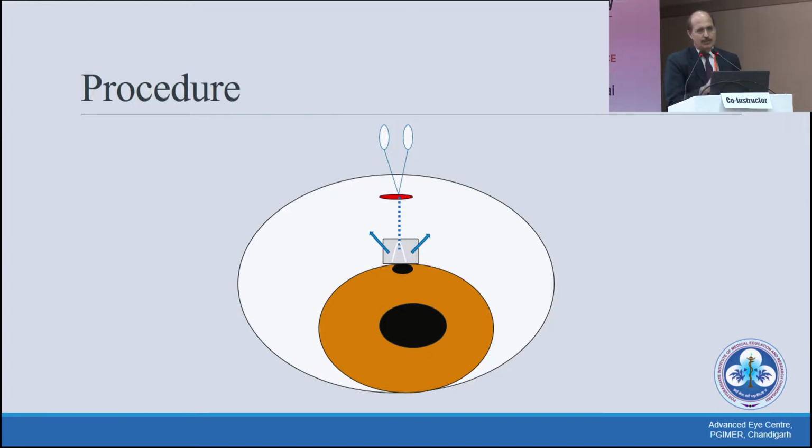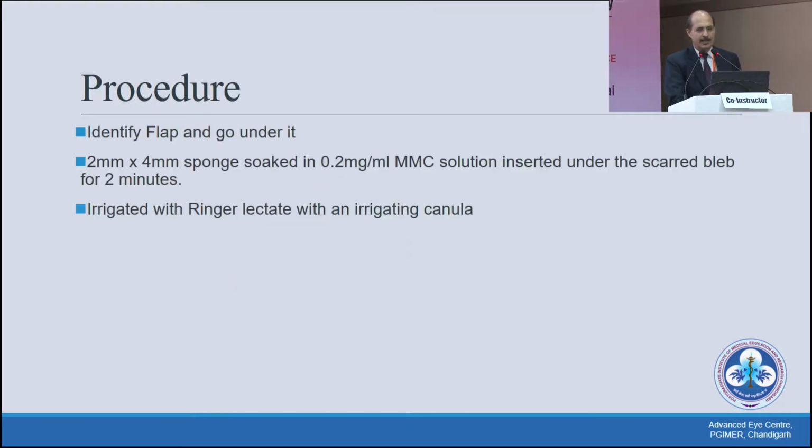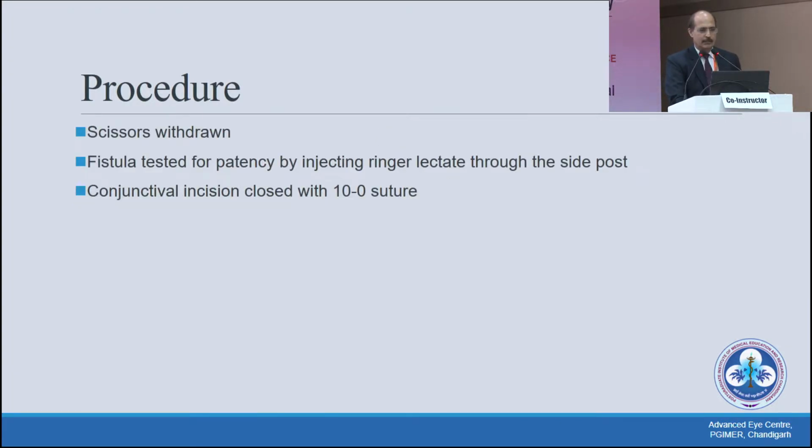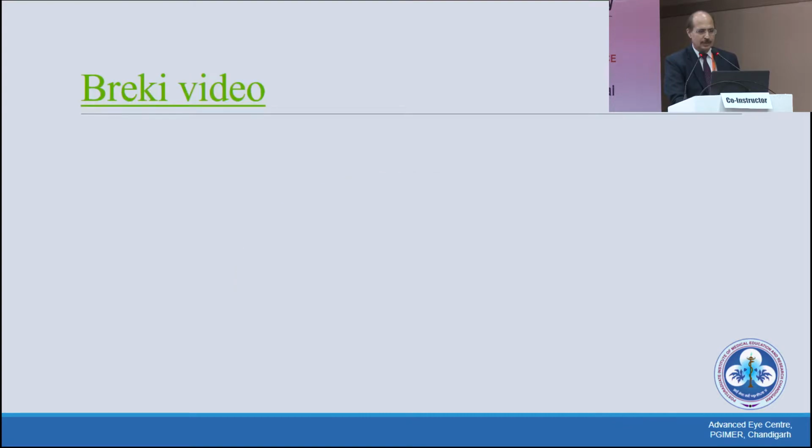When you have reached under the flap, just by the opening action of your scissors, you'll encounter fluid starting to flow into the area, because once the flap is lifted up, the trabeculectomy site is already patent, and the fluid will come through, and then you'll get a nice Bleph in that area. So I'll show you the video.